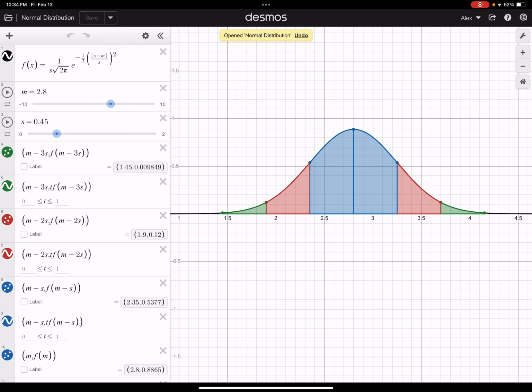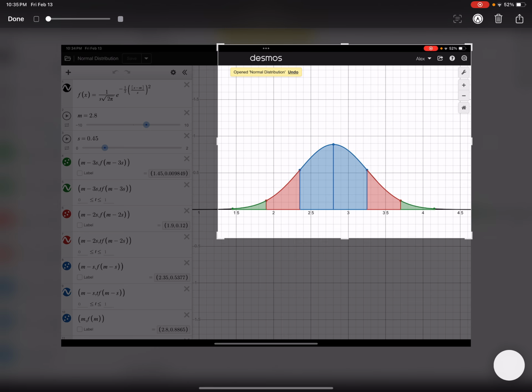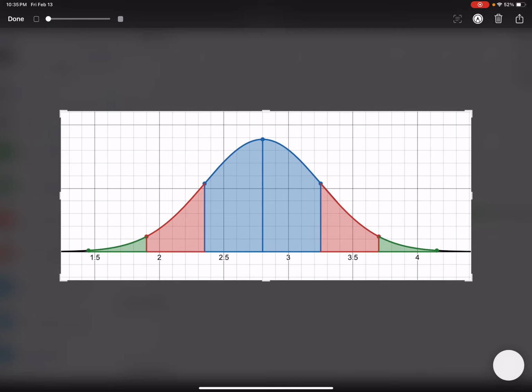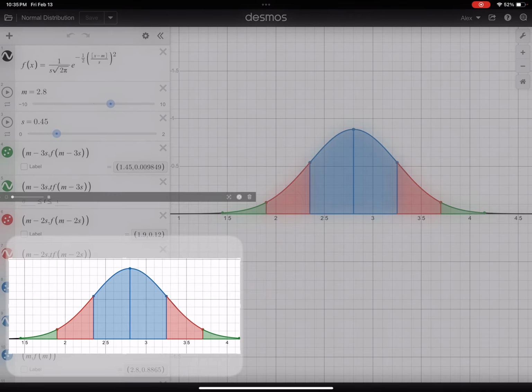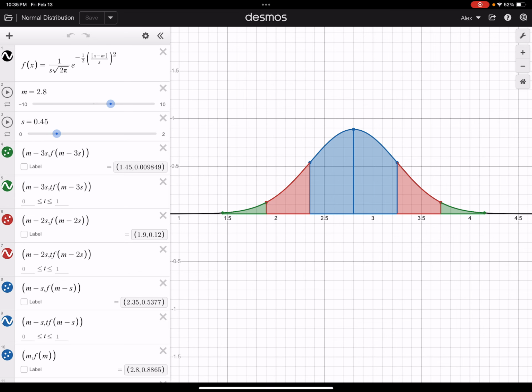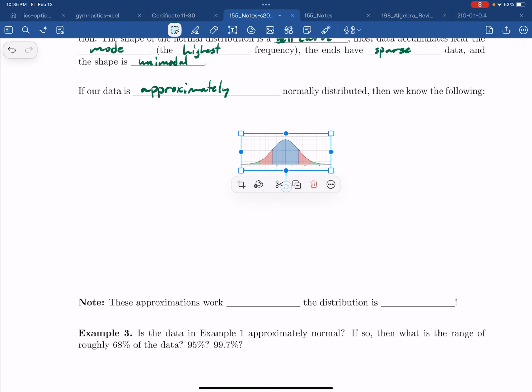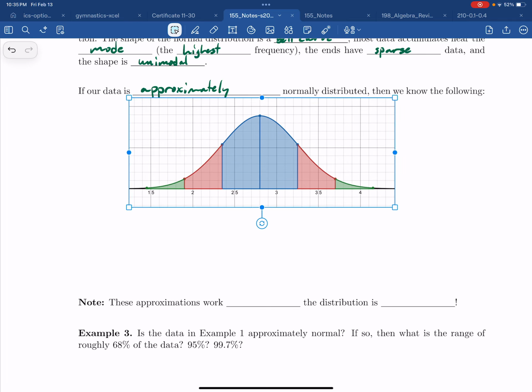Here we go. Take a snapshot of this, and I'll just copy paste it. Don't worry about the numbers on the bottom so much. Okay, we're just going to copy this guy. Make that nice and big.